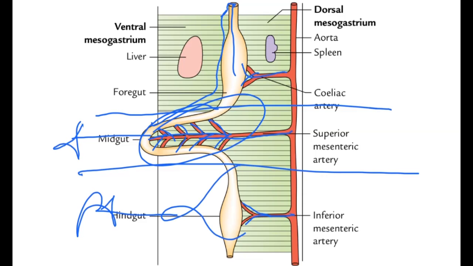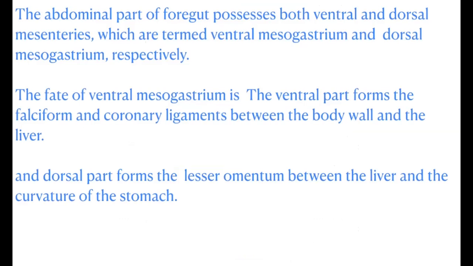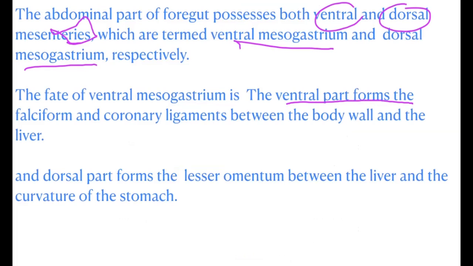The abdominal part of the foregut possesses both ventral and dorsal mesenteries, which are termed ventral mesogastrium and dorsal mesogastrium, right. The fate of the ventral mesogastrium is that its ventral part forms the falciform and coronary ligaments. Okay.